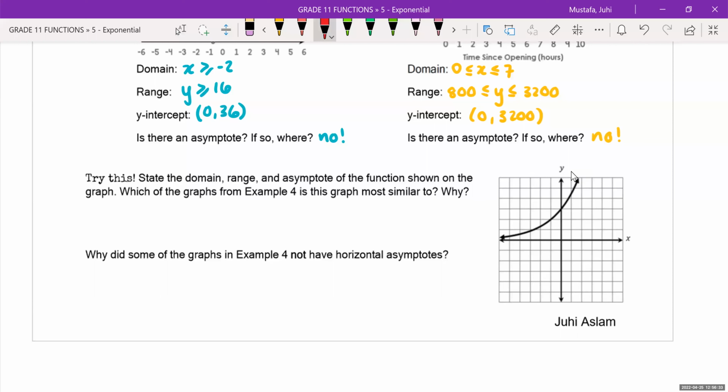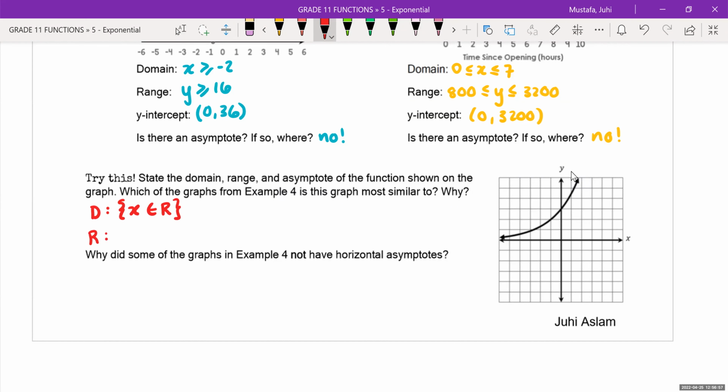So try this. State the domain, range, and asymptote of the function shown on the graph. Which of the graphs from example 4 is this graph most similar to and why? So the domain is actually going to be pretty straightforward. It's just going to be x includes all real values.